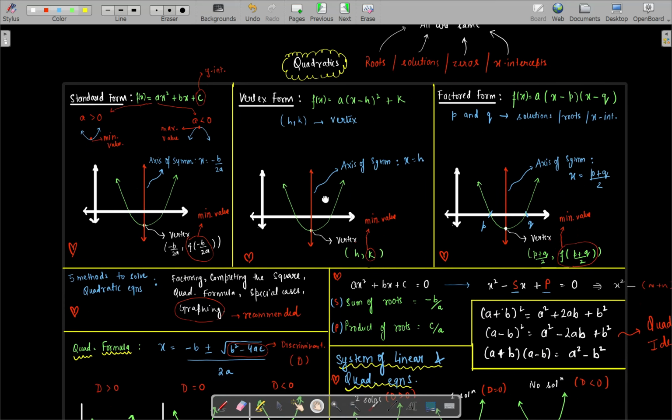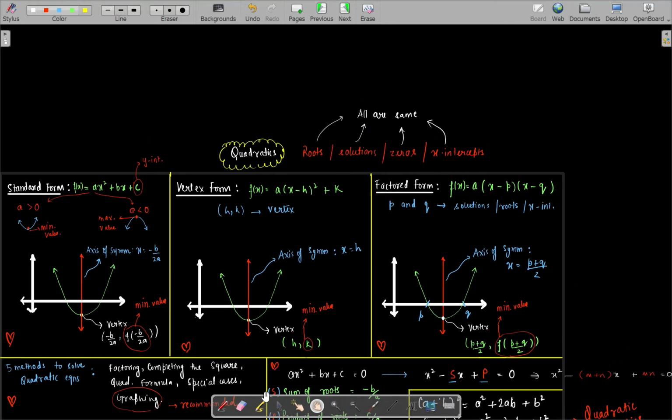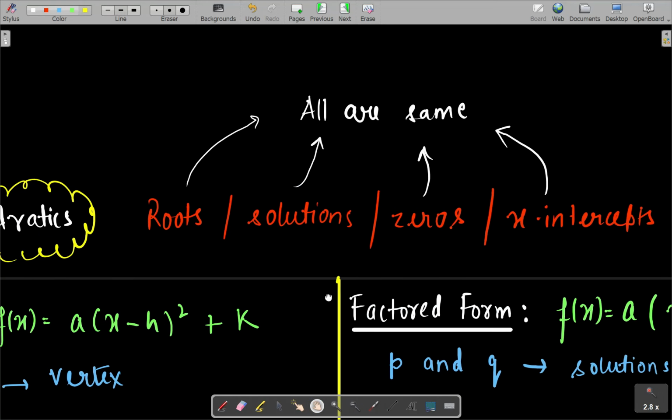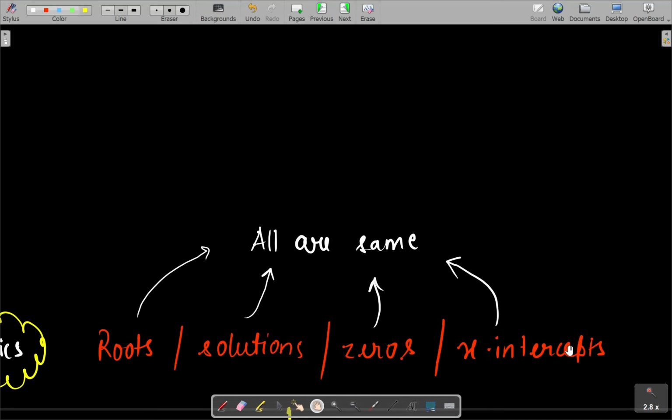In today's video, we will see a summary of all the concepts that you need to know about quadratics for SAT Math. First of all, if you see these four words, roots, solutions, zeros, or x-intercepts, all of these four words are exactly same. It's just that the context will be different.